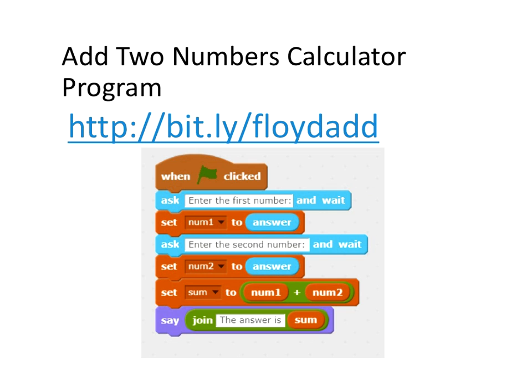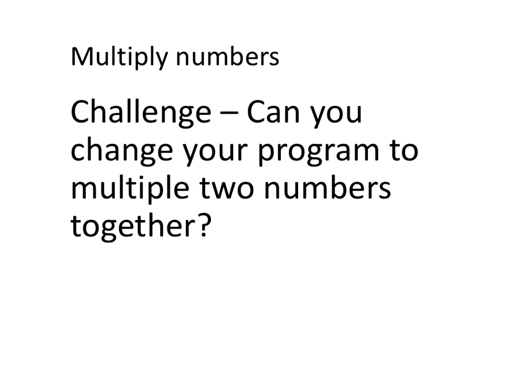And I have the solution there. If you were just watching instead of joining me, you can go to that link if you'd like to. So that's what we just created together, and you can see I called my answer variable sum instead. And your goal then is to change it to multiply the two numbers together rather than add the two numbers. So let me know if you need any help with that. I'll give you a second to try.